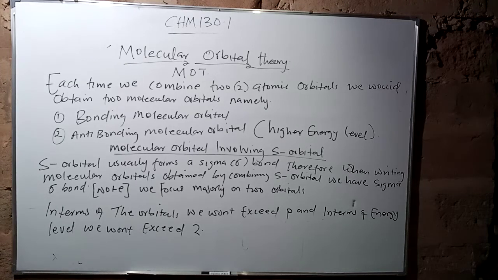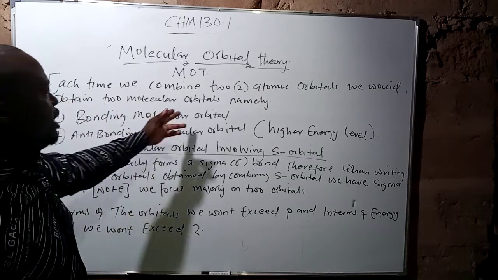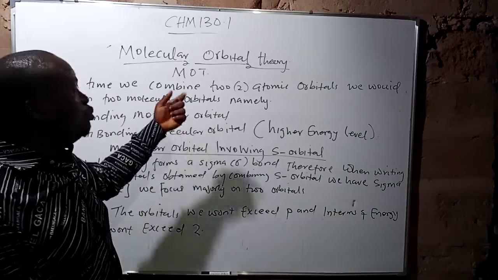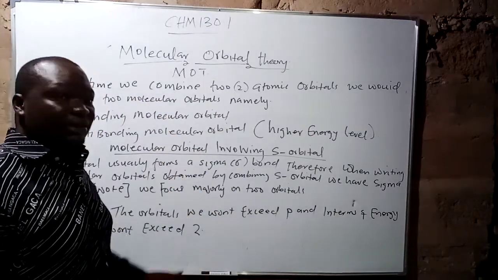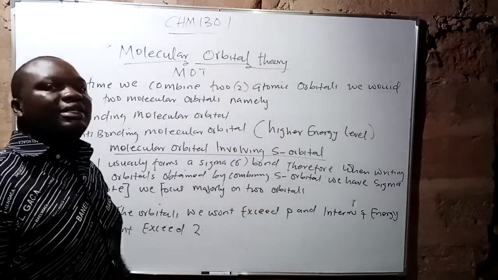This is part 2 under molecular orbitals. We are in part 2 of the video. Like I said, each time we combine 2 atomic orbitals, we obtain 2 molecular orbitals. These are points. I'm intentionally writing it for you, so make sure you are jotting it down.